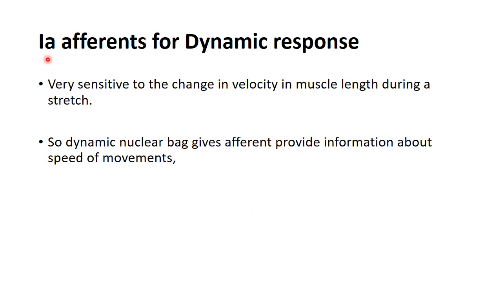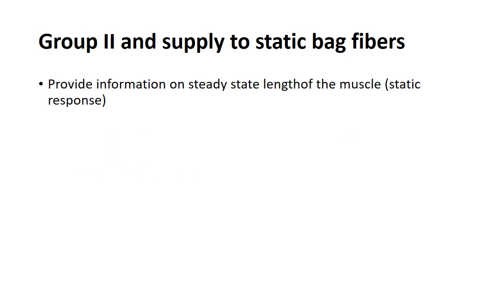So type 1A afferents are responsible for the dynamic response. They are very sensitive to the change in the velocity of the length during a stretch. So the speed of the movement, you can see, is provided via the type 1A fibers. So type 1A fibers give the information of speed.